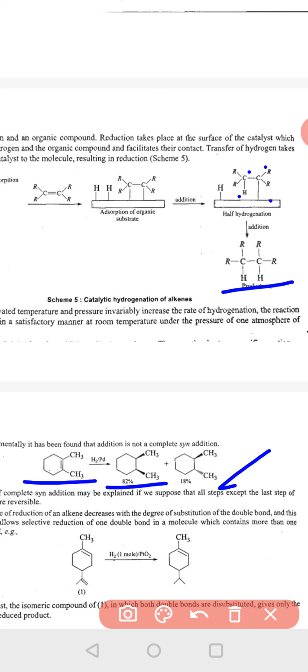Lack of complete syn addition may be explained if we suppose that all steps except the last one are reversible in this scheme 5. Except for this last step, all other steps are reversible.